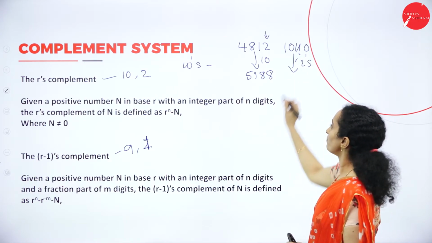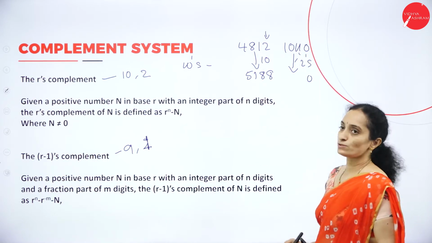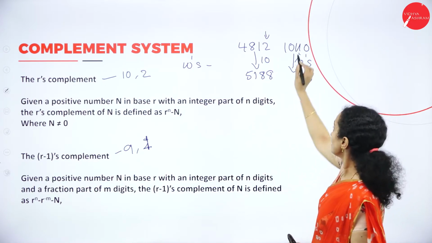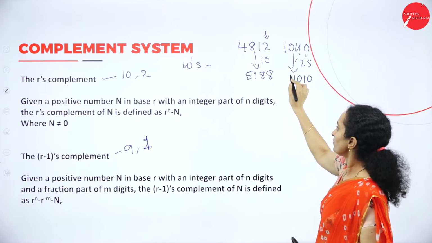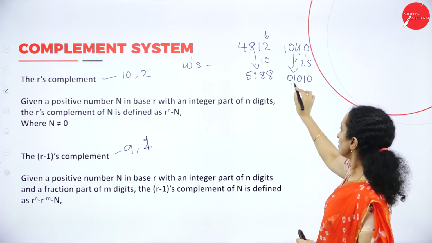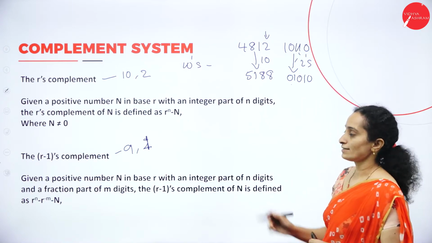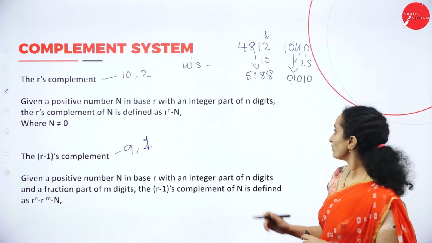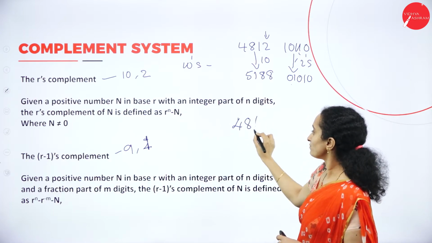generate the 2's complement? Leave the LSB zeros as they are, leave the first non-zero value as it is, change the remaining values from 1 to 0 and 0 to 1. Okay. So, the 2's complement will be 0, 1, 0, 1, 0. Okay. So, this is R's complement. When it comes to R minus 1's complement, how do you generate 9's complement? Same value, 4812.